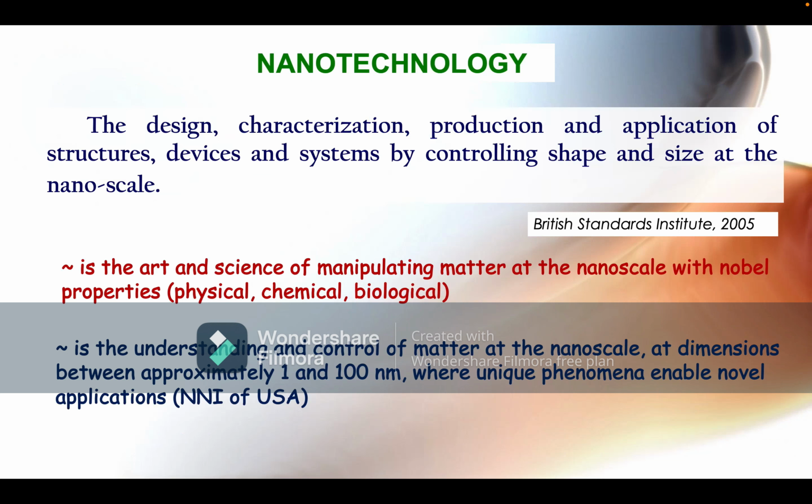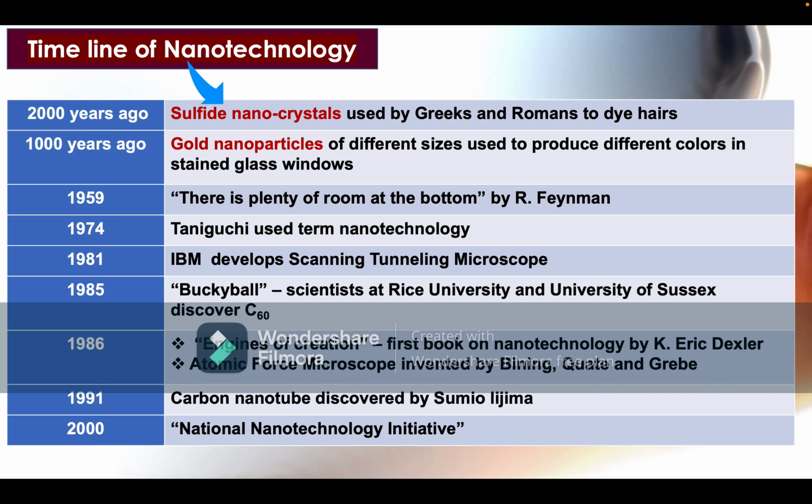We know that nanotechnology is the art and science of manipulating matter at the nanoscale with novel properties, that is physical, chemical and biological properties. When a bulk material is converted into the nanoscale, all the physical, chemical and biological properties change very drastically. Nanotechnology is the understanding and control of matter at the nanoscale, a dimension between approximately 1 to 100 nanometer, where unique phenomena enable the novel application of any particle at nanoscales.